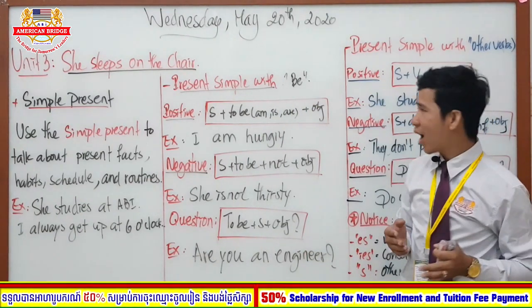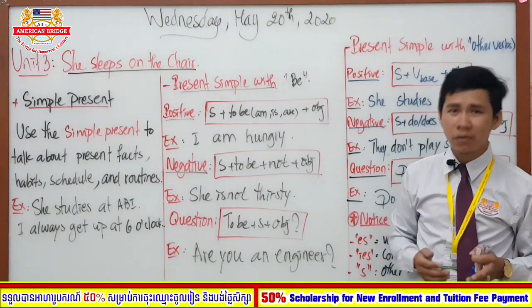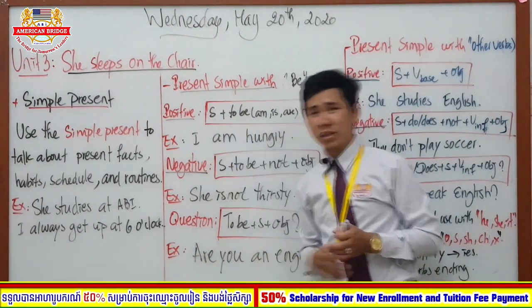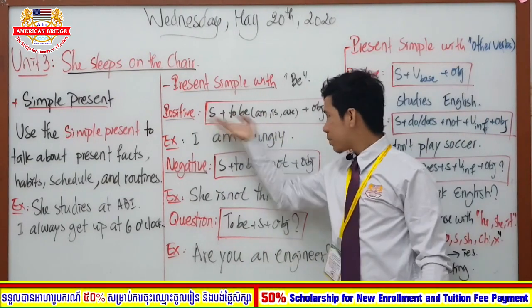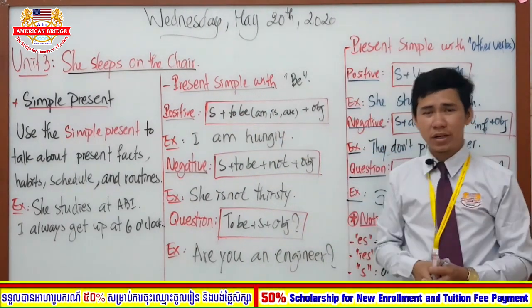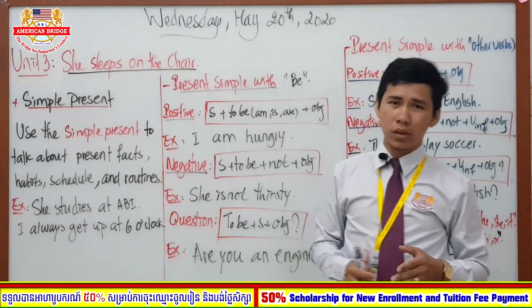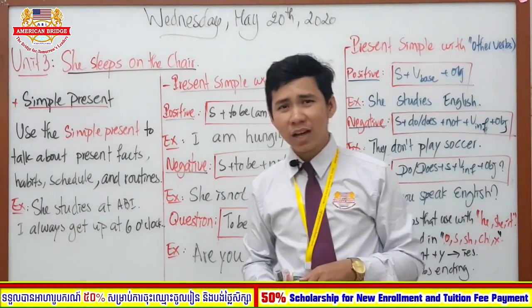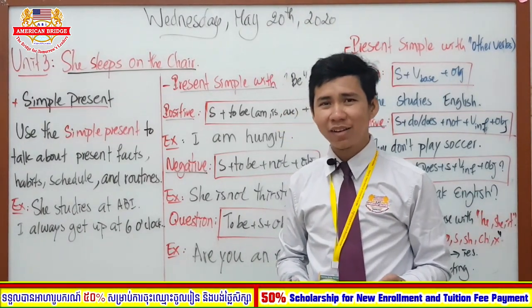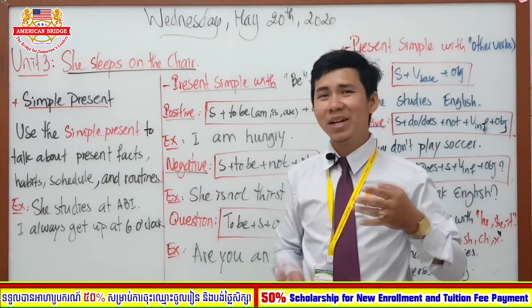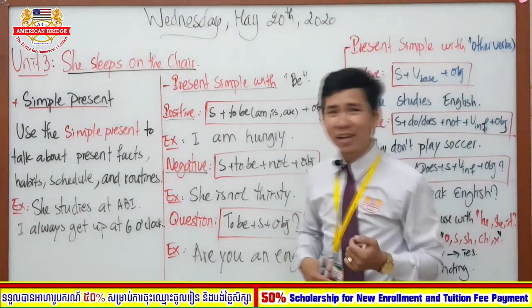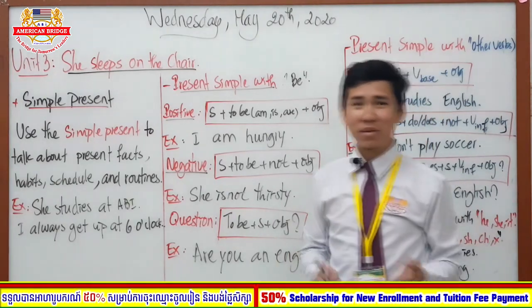We are going to talk about the form of present simple with be. In positive, subject plus to be (am, is, are) plus object. However, do you know subject? How many subjects are there? Can you tell me? Sure, we learned about this last week, right?